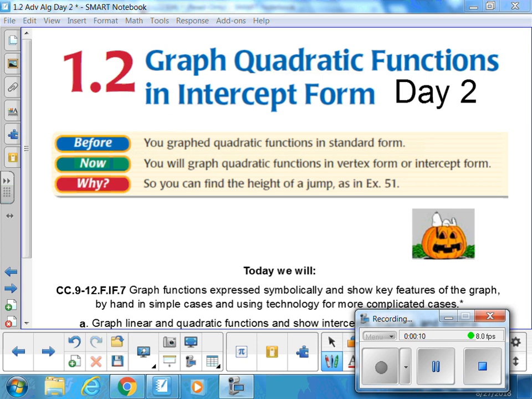We are going to learn about 1.2, day 2, intercept form. It's the final of the 3 forms. So we've got standard, vertex, and intercept.